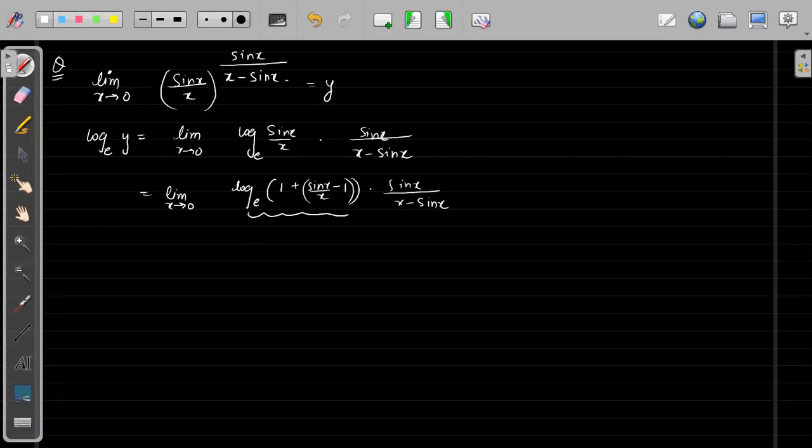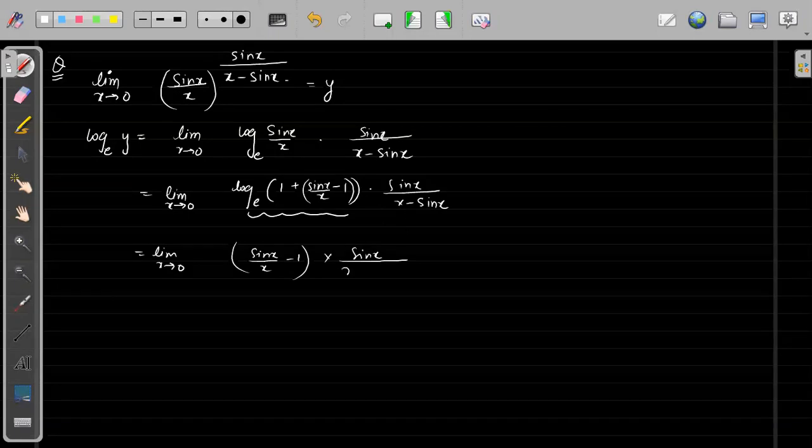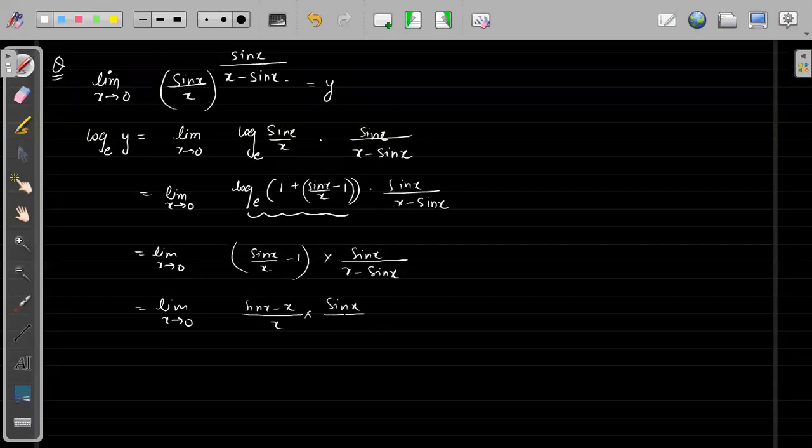This I can write as the limit of x tending to 0 of (sin x by x minus 1) into (sin x upon x minus sin x). So this will be simply limit of x tending to 0 of (sin x minus x) upon x into (sin x upon x minus sin x). This will get cancelled with the minus 1, and this will get cancelled with the plus 1. So the whole thing will become minus 1. So log base e y is equal to minus 1, so y will be e to the power minus 1. I hope everybody understood what we have done.